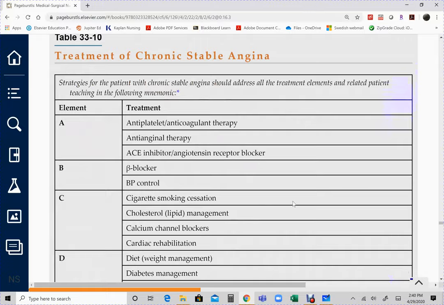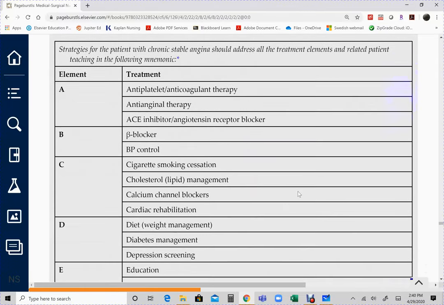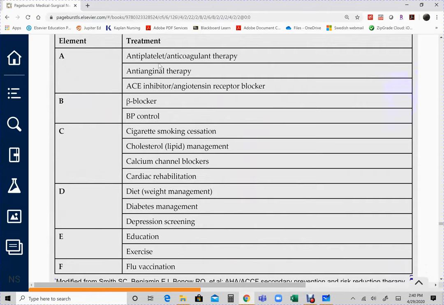All right, treatment. So we follow A, B, C, D, E, F. Okay, this is a nice acronym to follow. So we have A: antiplatelets, so this would be aspirin, ACE inhibitors or ARBs, and anginal, which would be nitroglycerin. We'll go into specific drugs shortly. There will be another table for that.